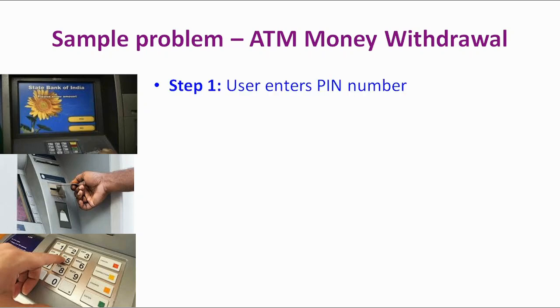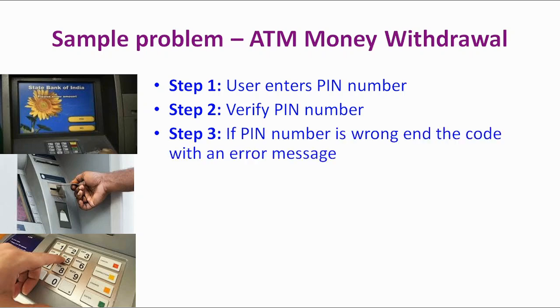First, the machine will receive the user's PIN number as input. Then the PIN number will be verified by comparing it with the stored PIN number. If the number is wrong, then the user is shown a message saying that a wrong PIN number was entered and the code ends immediately.